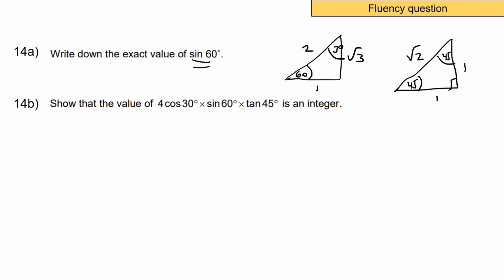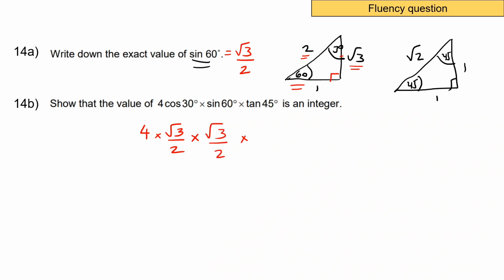Sin 60, I go to 60 degrees. I know sin is opposite divided by the hypotenuse, so the opposite of 60 is root 3, and divided by the hypotenuse is 2. So the value of sin 60 is root 3 out of 2. Show that the value of 4 cos 30, okay, we'll go to 30. Cos means adjacent divided by the hypotenuse. Adjacent is root 3 divided by the hypotenuse is 2. So 4 times root 3 out of 2 times sin 60, we found it was the same, times tan 45.